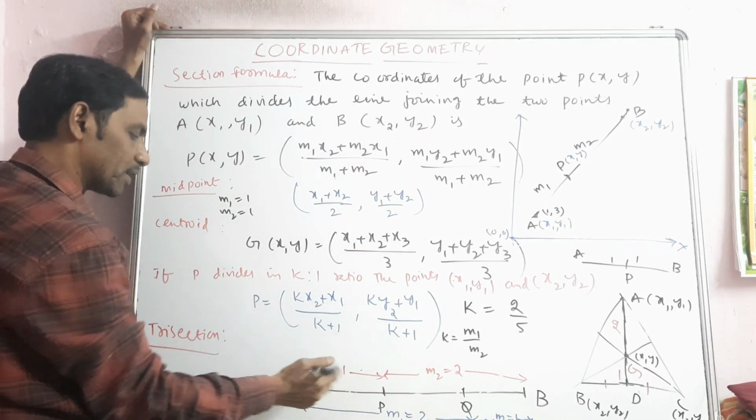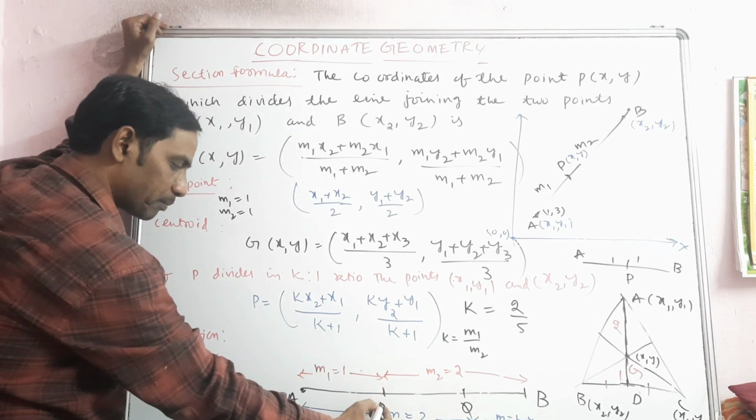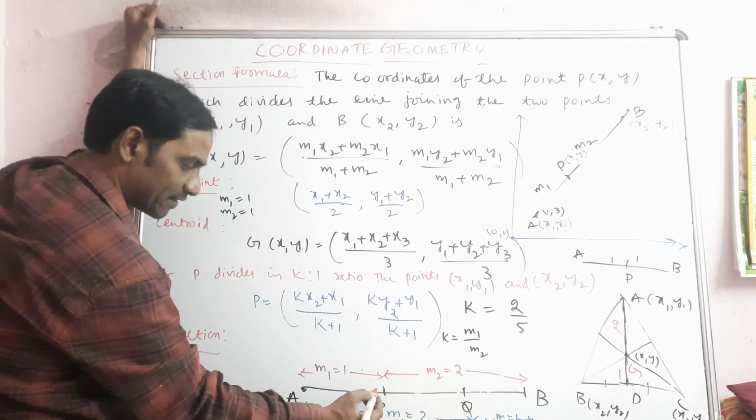Then you will get the point P, x comma y. So whenever you want the point P, you have to take this. So that is the reason I wrote up C.